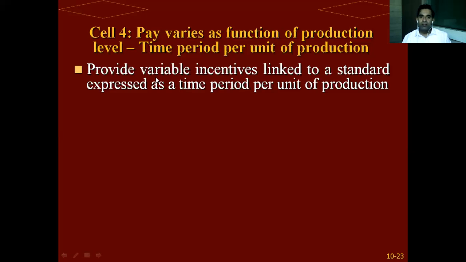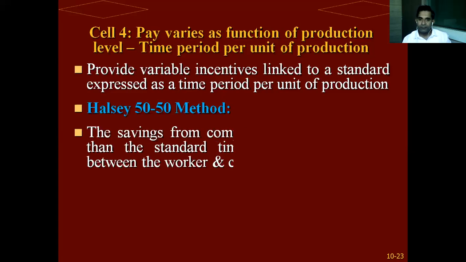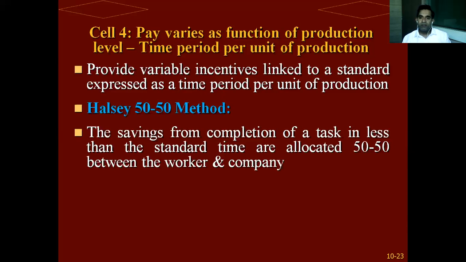Here, provide variable incentives linked to a standard expressed as time period per unit of production, which is already explained. So there are three plans considered for this kind of situation. First is the Halsey 50-50 method. Under the Halsey 50-50 method, the savings from completion of a task in less than the standard time are allocated 50-50 between the worker and the company.